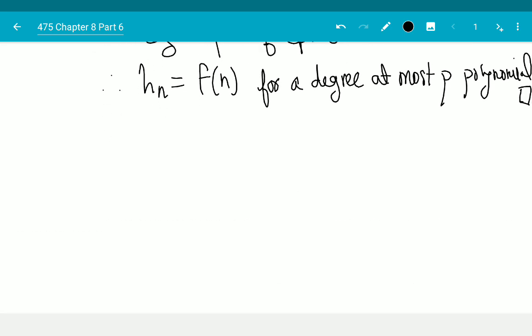This is going to be slightly longer. Example: find a formula for the sequence Hn.